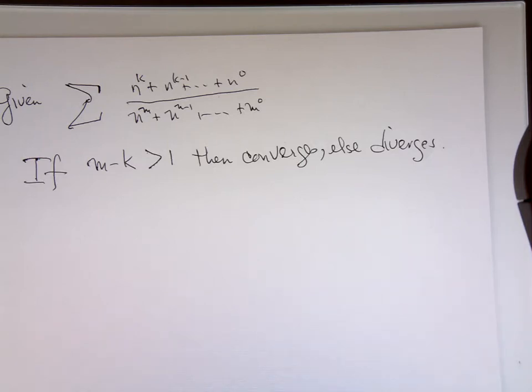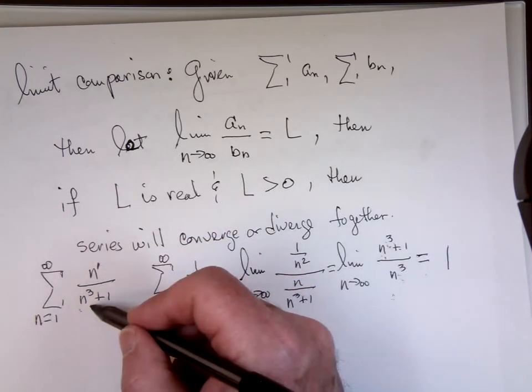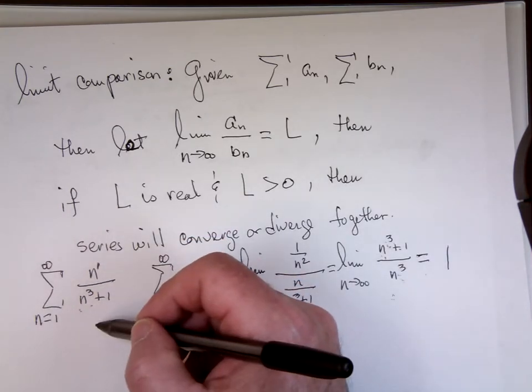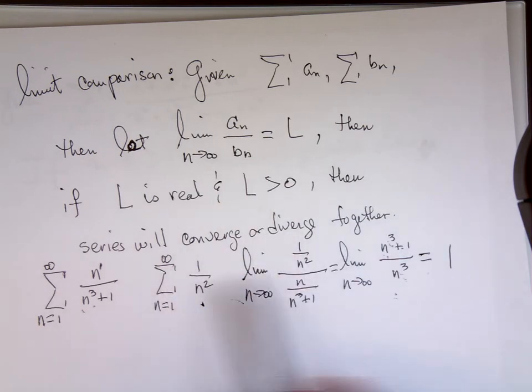And how do you know that? Because you can do a limit comparison test with that series and the corresponding p-series, where p is equal to m minus k, like we just did with this one here. 1, 3. Difference in degrees, 2. Greater than 1, done. Converges. We don't even have to do this. It's guaranteed.